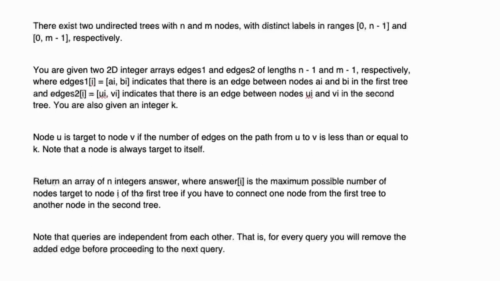But the catch here is that we can actually connect two nodes from the trees. So for example, we could take node 0 from tree 1 and node 0 from tree 2 and connect them. And what we want to do is do the query on that connected tree. So for each answer, we have to find the maximum possible nodes that we can get if we were to connect two random nodes in those trees.